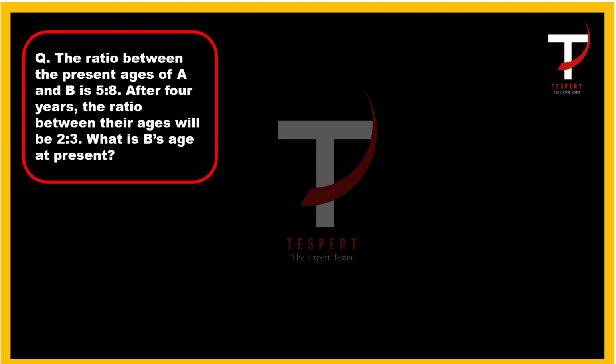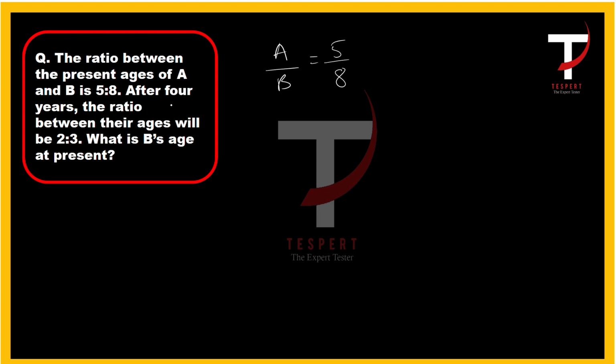The ratio between the present ages of A and B is 5:8. After 4 years, the ratio between their ages will be 2:3. What is the present age of B? Okay, so what is the ratio of present ages? Here A by B, so 5 is to 8, which is 5 by 8, right?